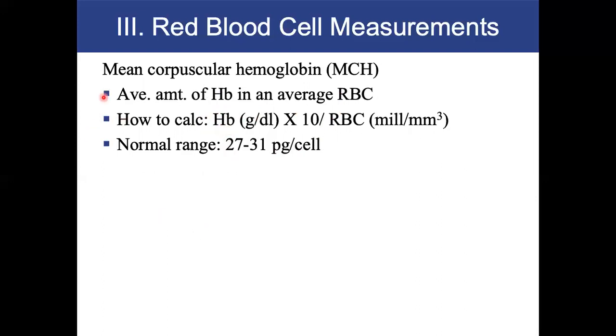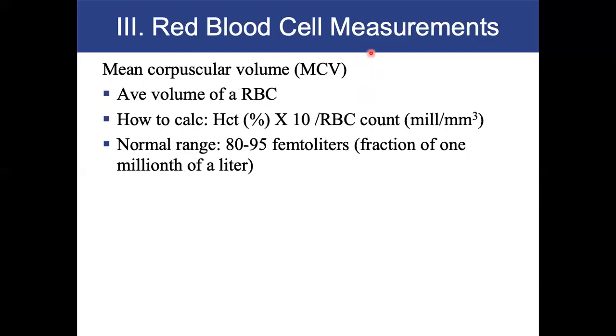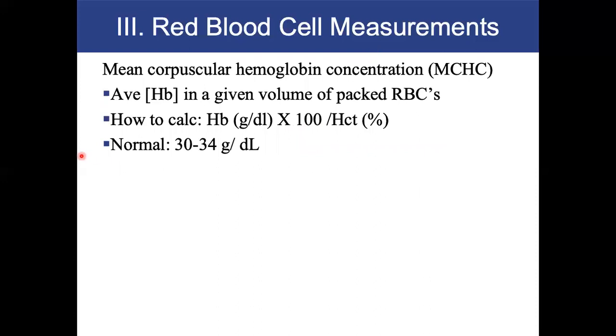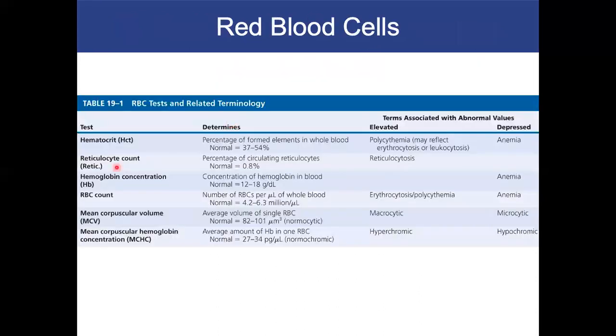Mean corpuscular hemoglobin, average amount of hemoglobin in an average red blood cell. How do we calculate? Hemoglobin times 10 divided by red blood cell count. Is that okay? Normal range, about 30 picograms per cell. Mean corpuscular hemoglobin concentration, average concentration of hemoglobin in a given volume of packed red blood cells. Here's how we calculate it. Normal range, about 30 grams per deciliter. Okay, here's a chart. So here's your test, right? This is what it determines, and it gives you the normal range.